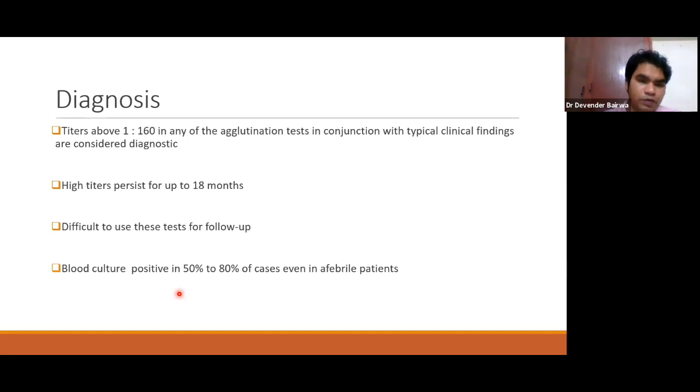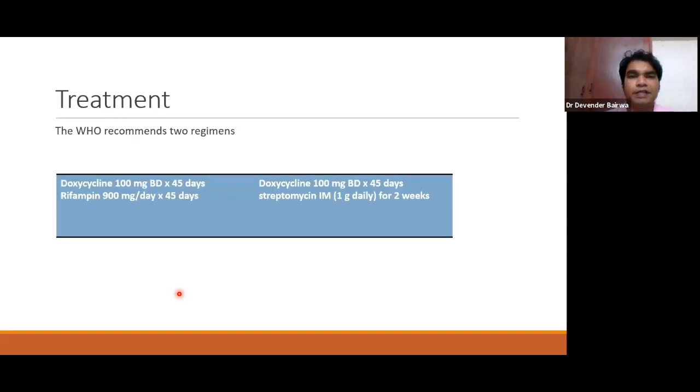So whenever brucellosis is suspected, you can go with the agglutination test, or you can go with blood culture of these patients. Regarding treatment, WHO has given two different treatment regimens, and these are used for acute as well as chronic brucellosis. Either you can go with doxycycline 100 mg BD for 45 days plus rifampicin 900 mg per day for 45 days, or you can go with doxycycline 100 mg BD for 45 days and add streptomycin IM 1 gram daily for 2 weeks.